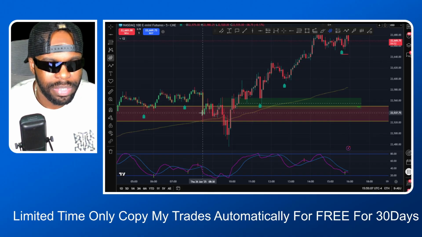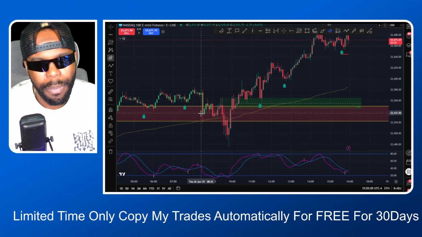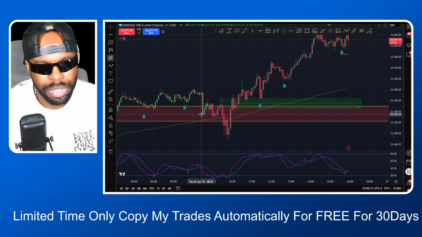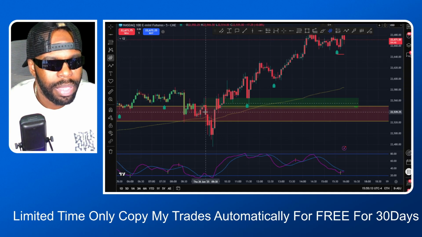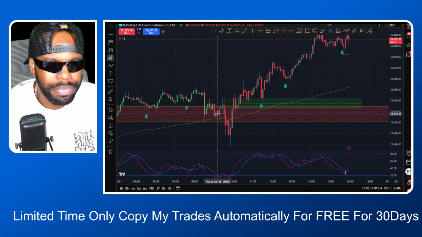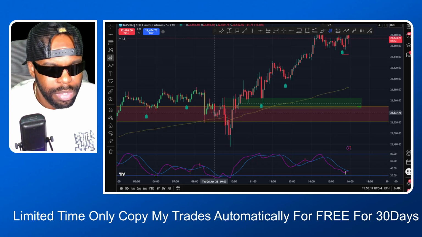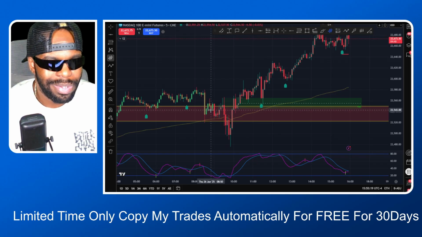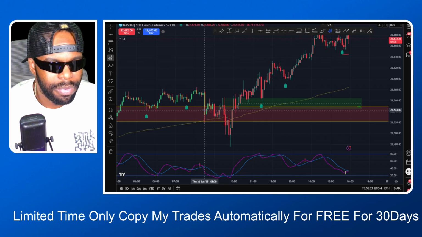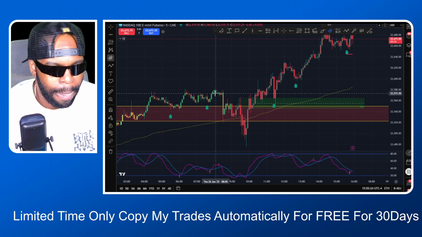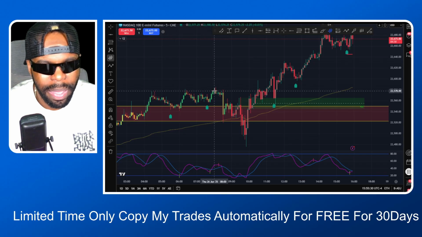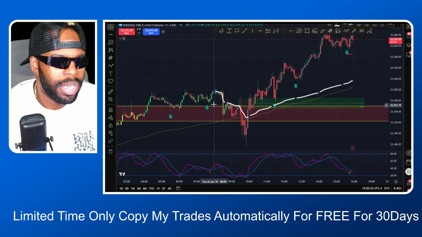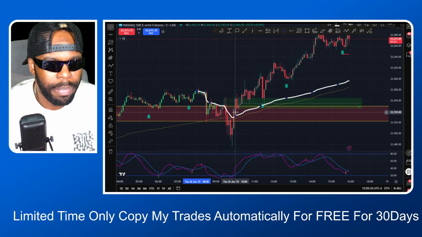One of the areas I like to have the anchor VWAP on is the 8 a.m. candle, which is the start of the U.S. session. So I'm going to be looking for the 8 a.m. candle. In this case, right here is the 8 a.m. candle. So this is going to be my 8 a.m. anchor VWAP, and it's going to give me my VWAP here.